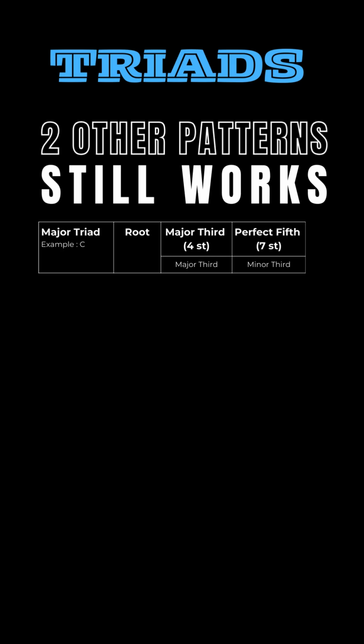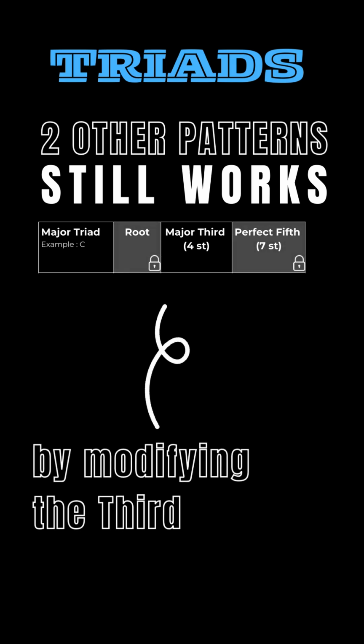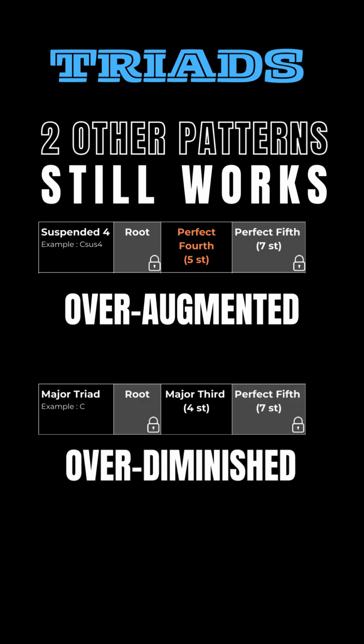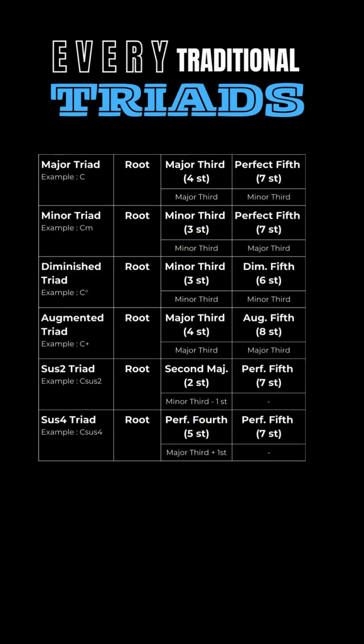Those triads are made from the major triad, from which you lock the root and the perfect fifth and modify the second degree. The first idea is to over-augment the major third. So if we augment a major third by 1 degree, it gives us 5 semitones, which is a perfect fourth, and this chord is called a suspended 4 triad. The second idea is to over-diminish the major third, which is 4 semitones minus 1, it's a minor third. We already saw this pattern and it's a minor triad. But what if we diminish again the minor third and it gives us a major second? This is called the suspended 2 triad. So finally, here is the table of every traditional triad that exists.